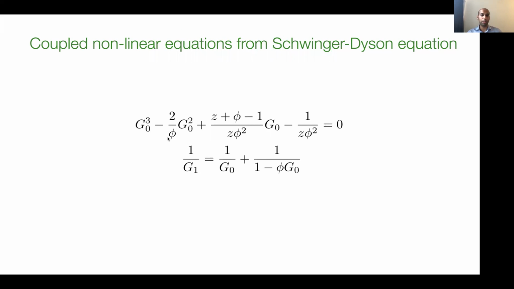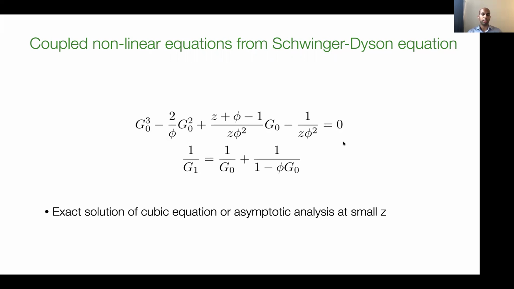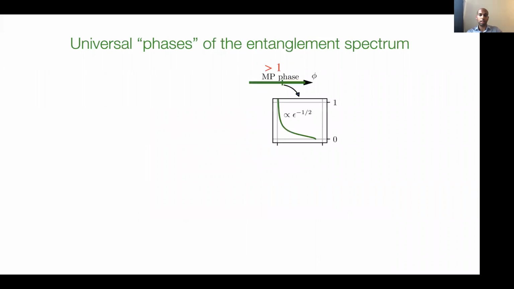For the simple case of the blockaded chain, you can try to solve this, and these are the equations you get: coupled cubic equations. Luckily, you can solve cubic equations, so you can find the exact solution. Or if you're only interested in small z, because remember, that is where we expect things to be universal, then asymptotic analysis of these equations at small z becomes much easier, and you can find what this Green's function does at small z. I won't bore you with the details, and I'll just come to the results.